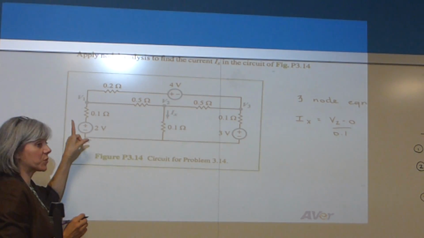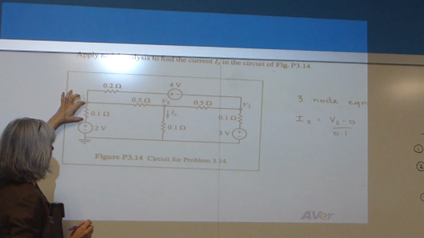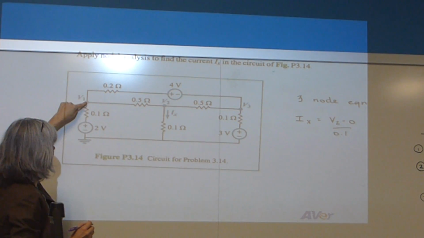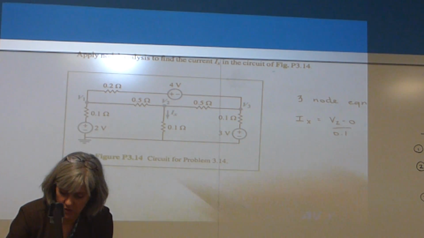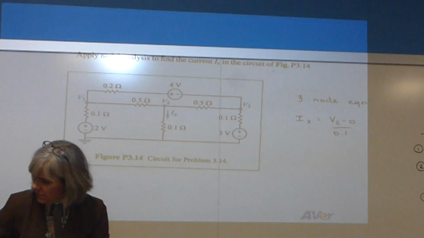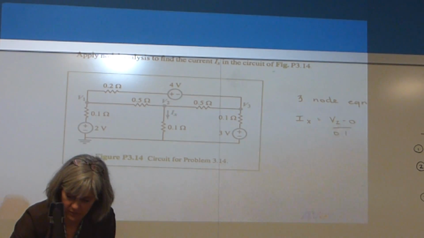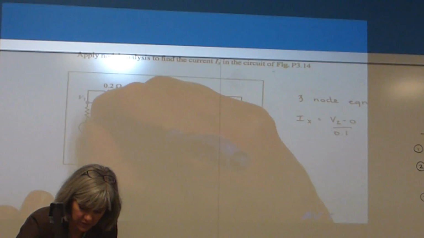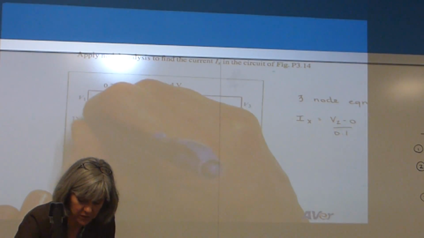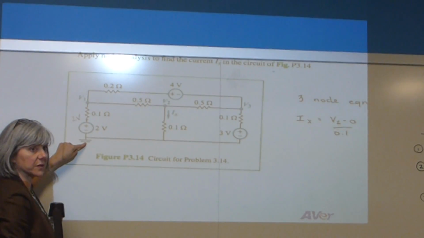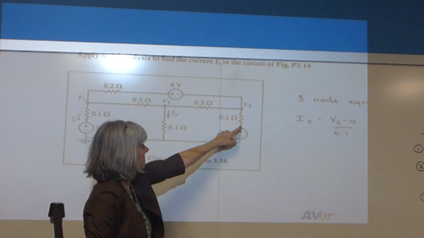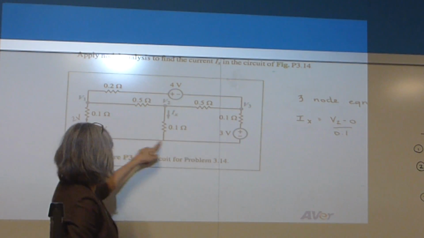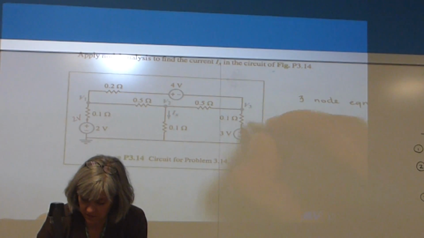Yes, but importantly then, let's identify some things. When I want this current, I need to know the voltage here and here. This voltage here is 2 volts, because it's 2 volts higher than 0. This one is easy, 3 volts higher than 0.